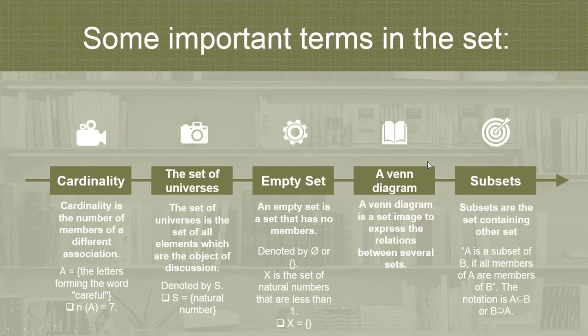4. A Venn diagram. A Venn diagram is a set image to express the relation between several sets.